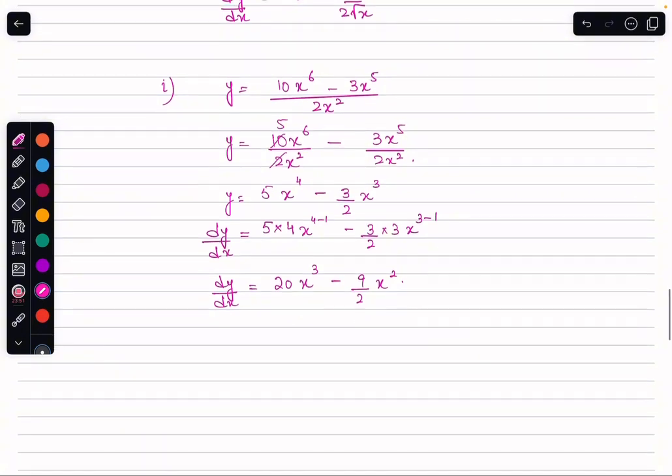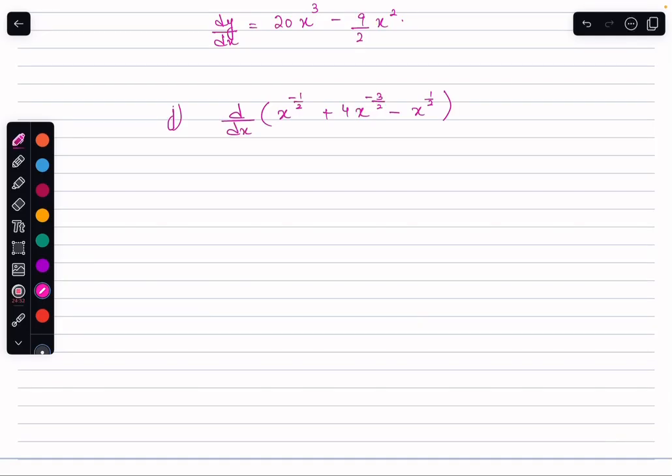Let's do another example. It's d by dx of x to the power negative 1 by 2 minus 4x to the power negative 3 by 2 minus x to the power 1 by 2. So this d by dx means that this equation here should get differentiated with respect to x. I should be differentiating this equation with respect to x here, and I can see that all the terms that I have are all in terms of x.